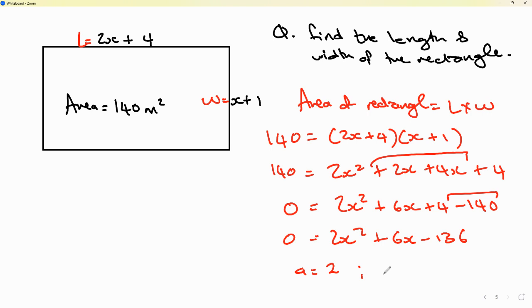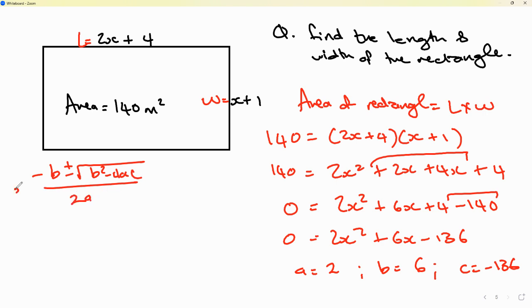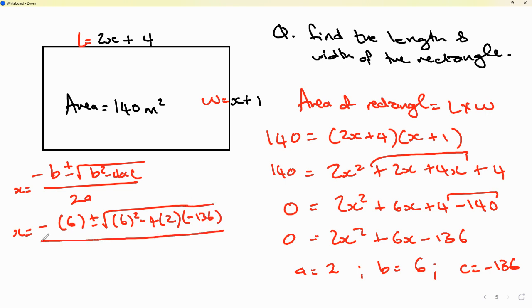And so my A value ends up as 2, my B value ends up at 6, and my C value ends up at negative 136. And using that, I would now go to my quadratic formula, minus b plus or minus the square root of b squared minus 4ac, over 2a, and substitute a, b, and c in there to get x. And so it will be negative 6 plus or minus the square root of b squared, which is 6 squared, minus 4 times a, which is 2, times c, which is negative 136, over 2 multiplied by 2.